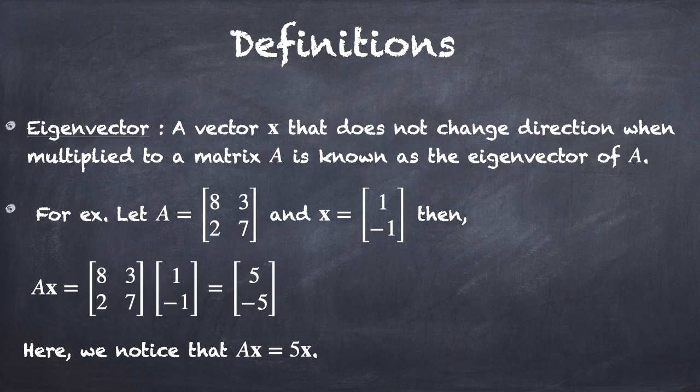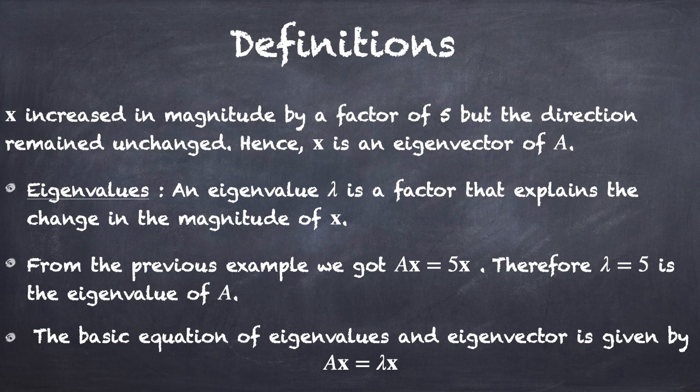So if you notice that if we could take 5 outside, or we could factor out 5 from that vector, so essentially the direction of that vector did not change. It's just that the vector got multiplied by 5, or the vector was scaled by 5 units, in the sense its magnitude increased by 5 units, but the direction is still the same. All right. So yes, x increased in magnitude by a factor of 5, but the direction remained unchanged. Hence, x is an eigenvector of A. So we just followed along with the definition, and based on that definition, x is an eigenvector of A.